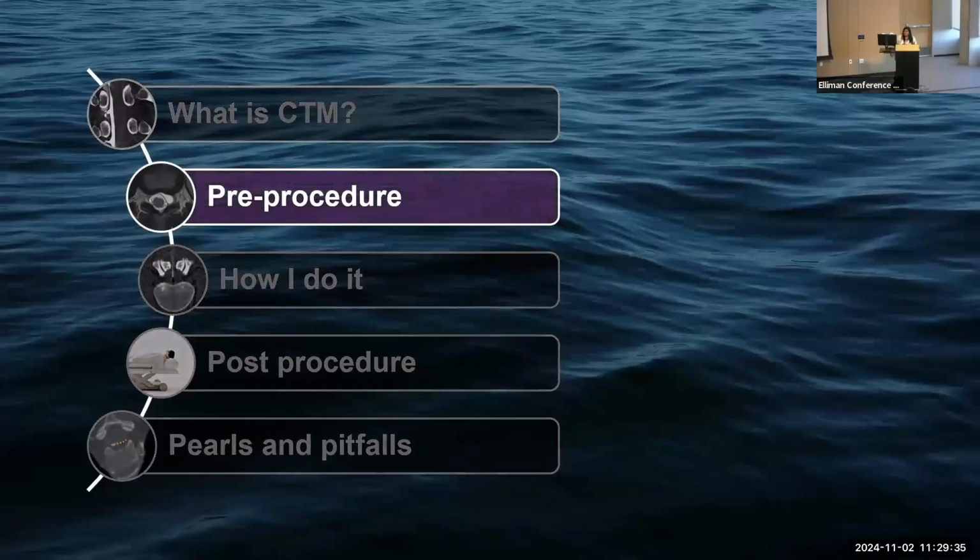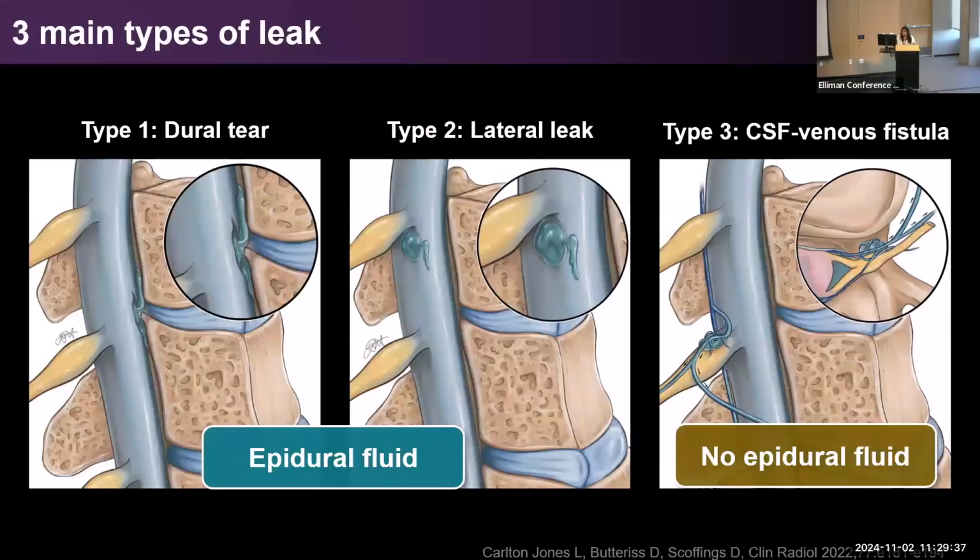So what needs to happen before we do a CT myelogram? Before a patient has a CT myelogram, I as an operator should have a good idea what kind of leak I'm dealing with. And by that, we mean whether the patient has a dural tear type leak, so associated with epidural fluid, and we see that on the spinal MRI, or whether the patient has a CSF venous fistula type leak. There are obviously exceptions to this, but as a guiding principle, it works most of the time.